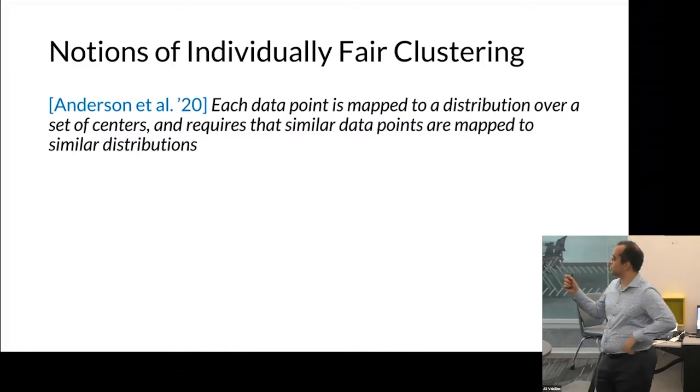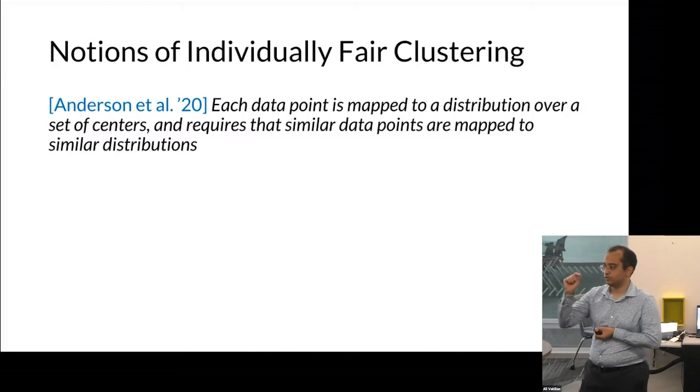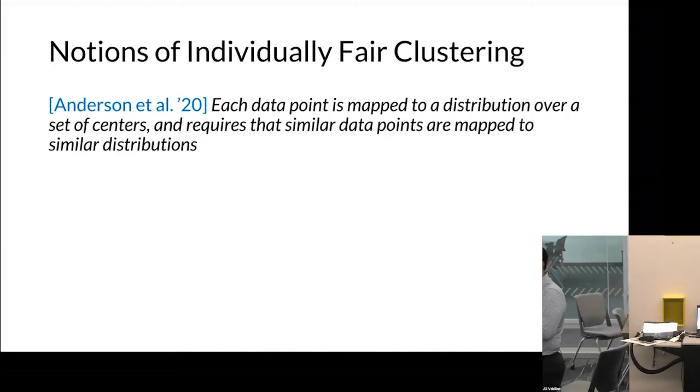Sorry, I forgot. So this one is that we want to come up with a distribution of centers for each point in the data set. They basically want each similar point, where similar is defined based on their distance, to have a similar distribution. So if v and u are close by in the data set, we expect that their distribution of centers should be somehow similar, under some distance function that they're considering.